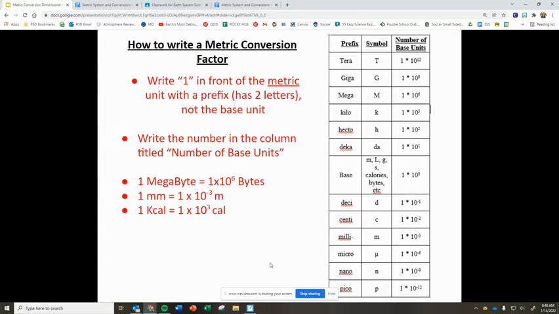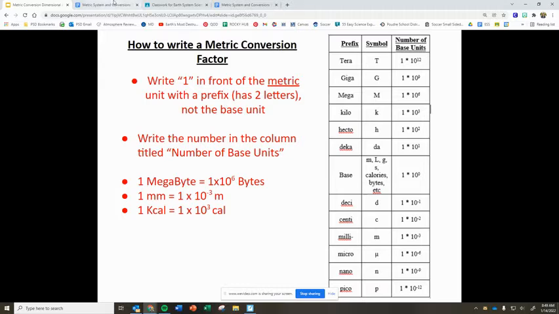So the first thing I want you to do is write a 1 in front of the metric unit with a prefix. Whenever you're establishing and writing the conversion factor, just like we did earlier this week in dimensional analysis, the 1 always goes in front of the unit with the prefix. Okay, so the numbers we're about to talk about always go in front of the number of base units.